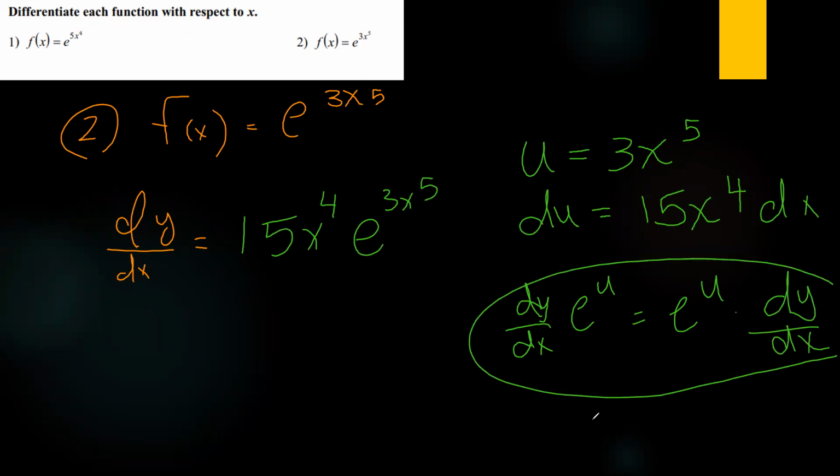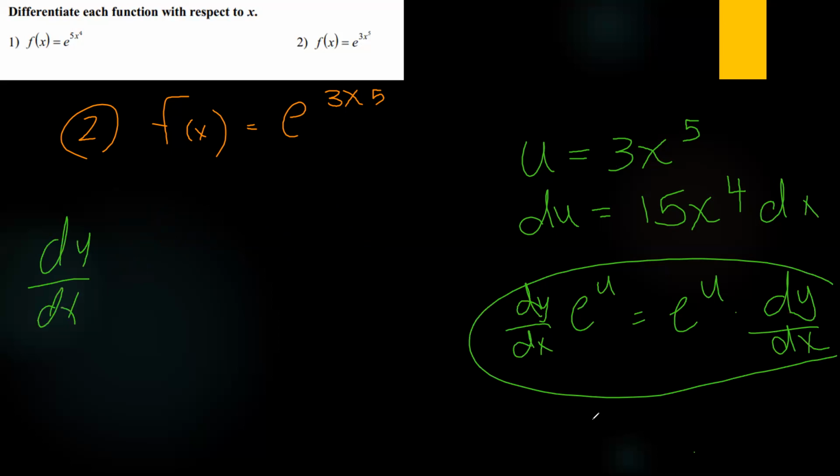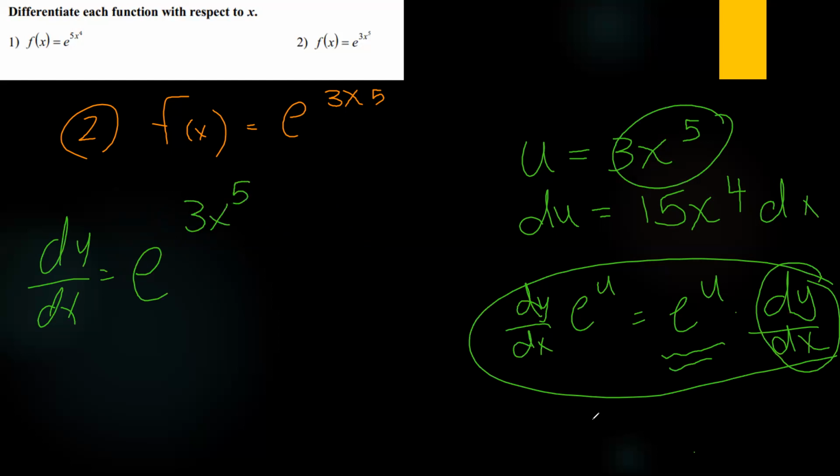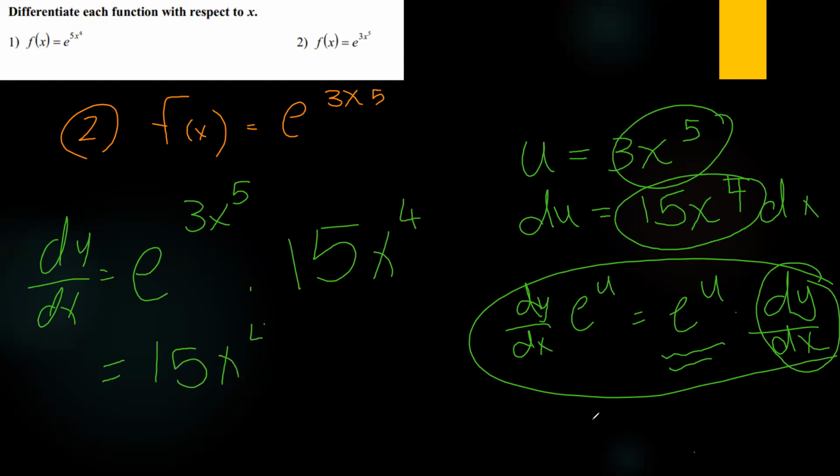So to find the derivation of e to the power u, what did I have to find here? I have to find two things: e to the power u, and dy over dx. Now e to the power u, you assume that u is 3x to the power 5. And dy over dx will be 15x to the power 4. So the derivation will be 15x to the power 4 times e to the power 3x to the power 5.